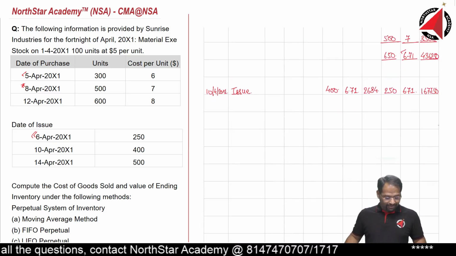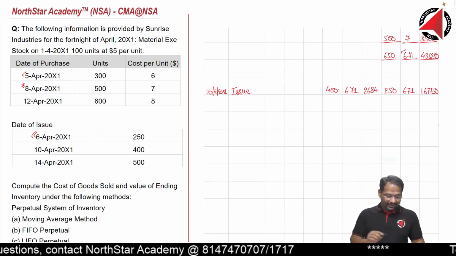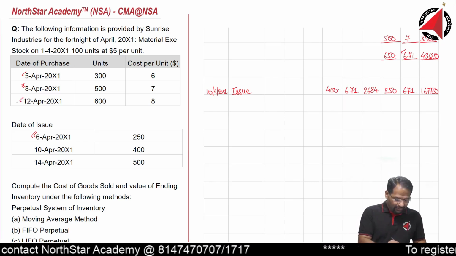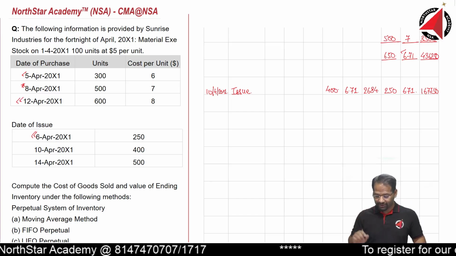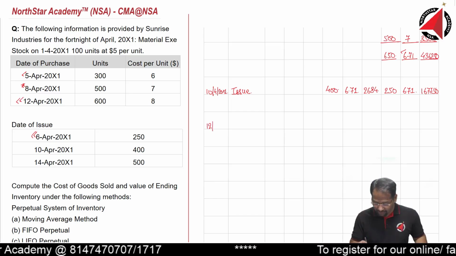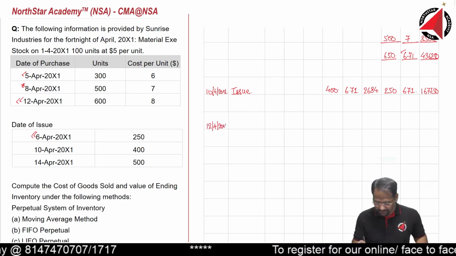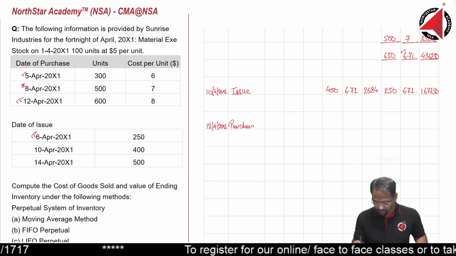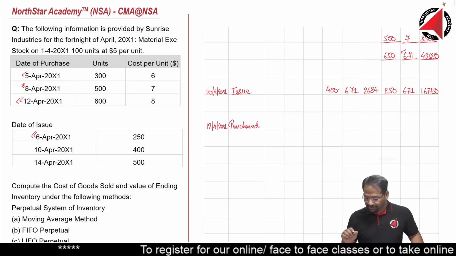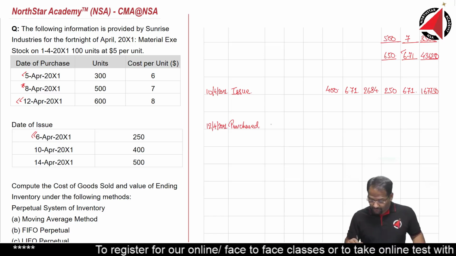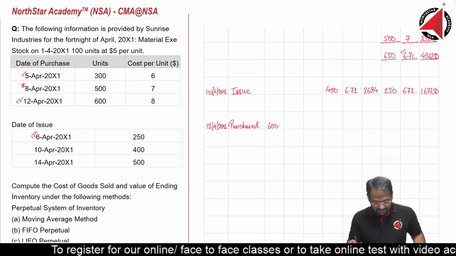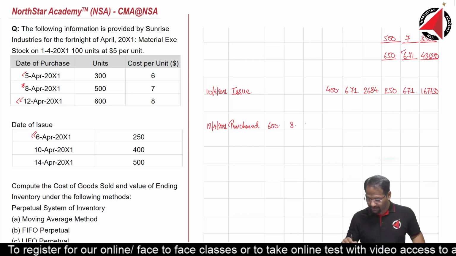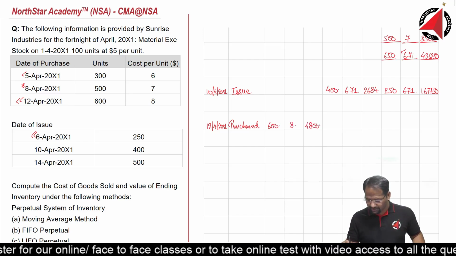10th of April. After 10th of April, the next date is 12th of April, wherein we have purchased. So let's leave one line, 12th of April 2011, purchased. How much is purchased? So 600 units we have purchased at the rate of 8 per unit, 4,800 we have spent.